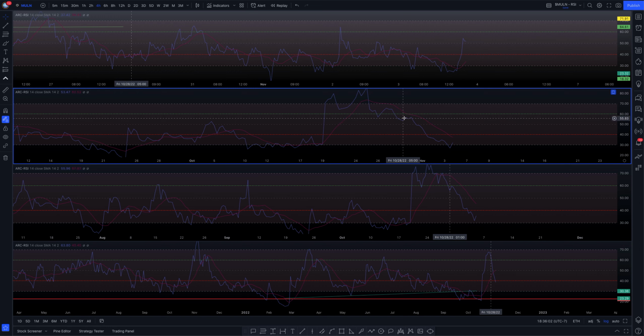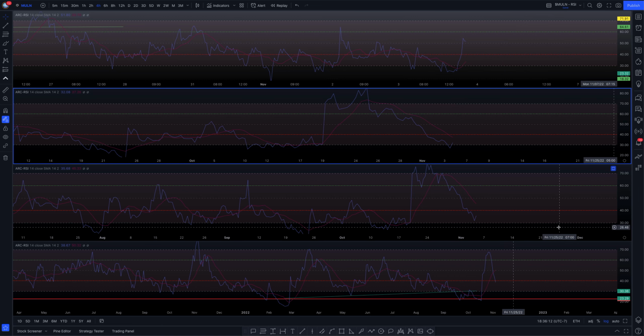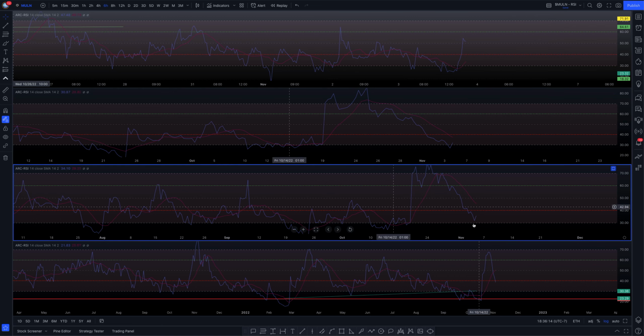As you can see right over here, we've been guided by that average towards the downside. So what's different from here or here is the fact that we are very much within the strength percentile of the bears, you guys. Now let's go ahead and move on to the 6-hour.